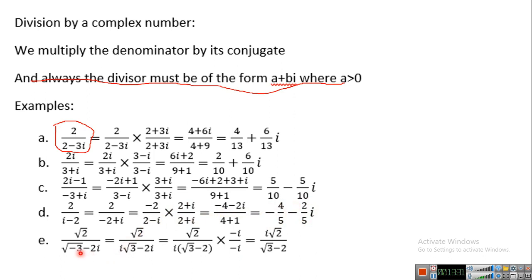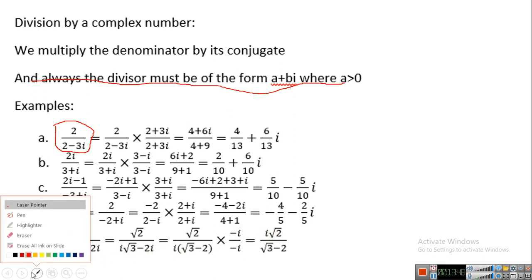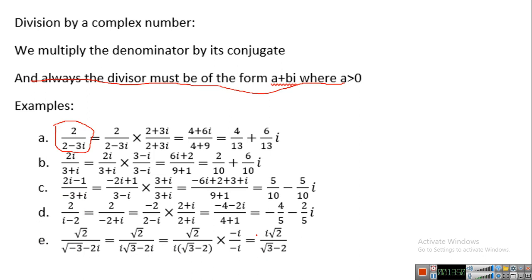Here you have radical minus 3. Before you start, you must write it as i radical 3. We don't have a real part, you have only i. You can put i in factor and multiply by the conjugate, which is minus i. So you're going to get here minus i radical 2 over minus i squared radical 3. Here you have minus i squared, it's 1, radical 3 minus 2. Here a is 0 because I don't have a real part. So the real part is 0 and the imaginary part is minus radical 2 over radical 3 minus 2. So as you can see, dividing a complex number by a complex number is something very simple.